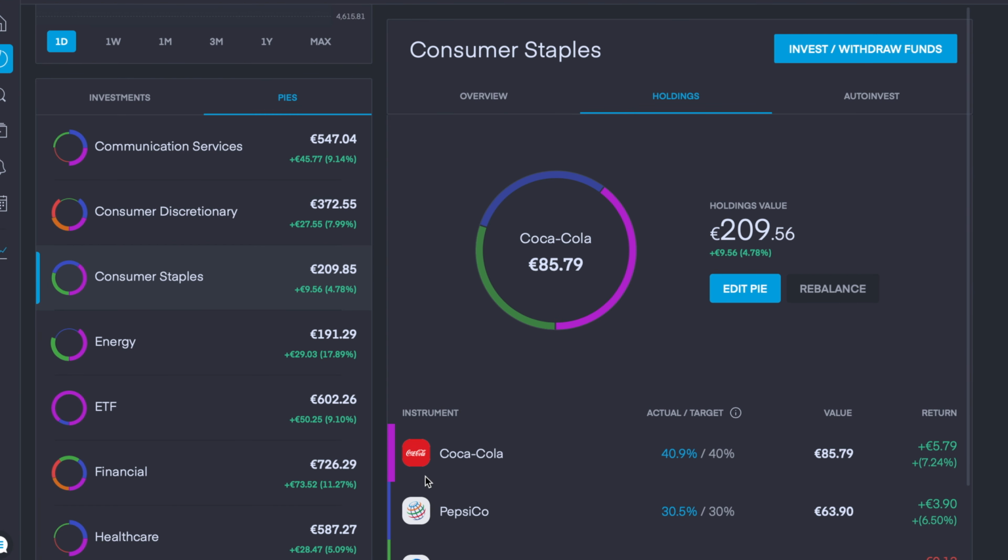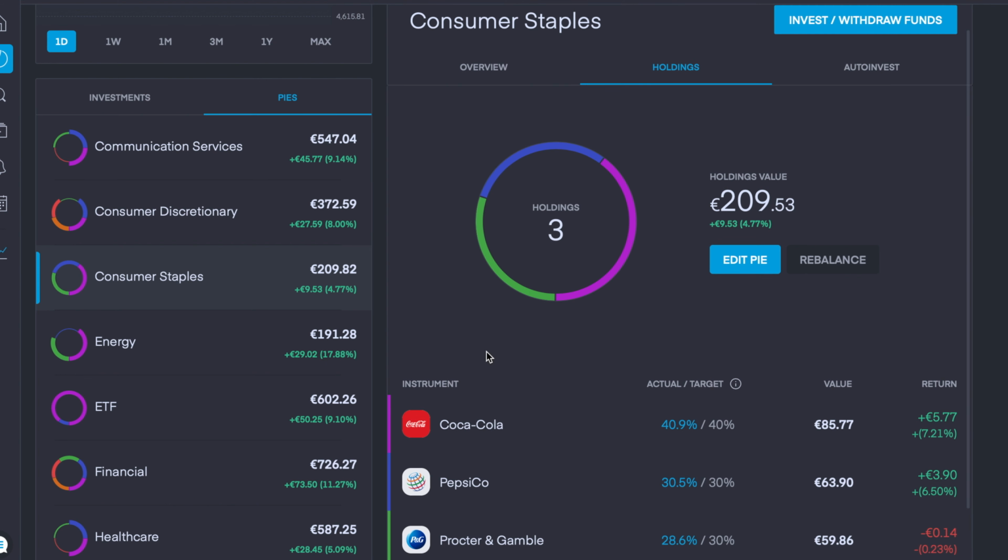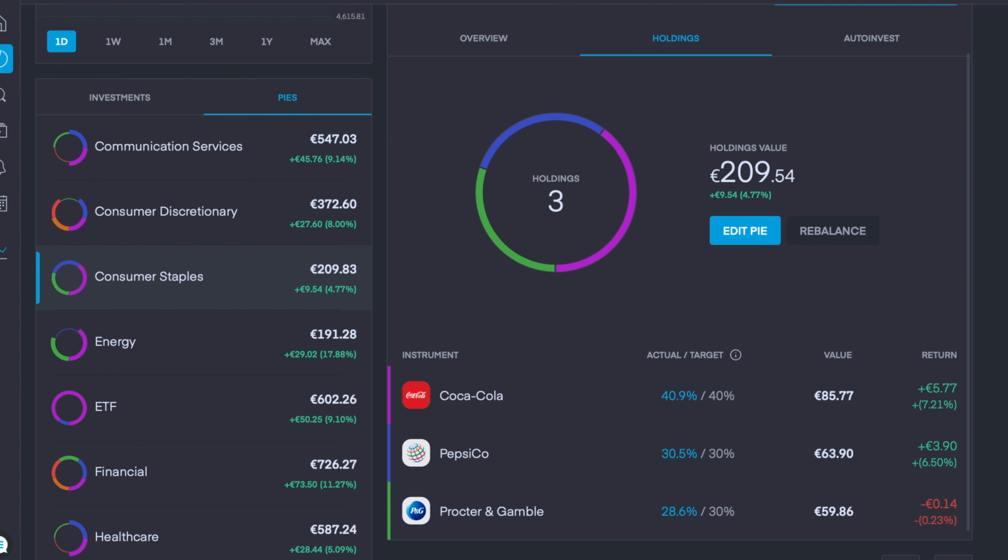And the second company that we'll be adding today is in the consumer staples portfolio. We currently have three holdings here in the form of Coca-Cola, which is up 7.21%, PepsiCo, which is up 6.5%, and P&G, which is currently down about 0.23%. And overall, we have €209 invested and we're up 4.77%.